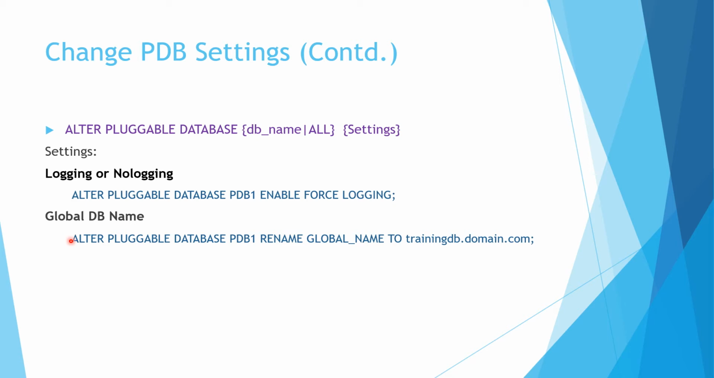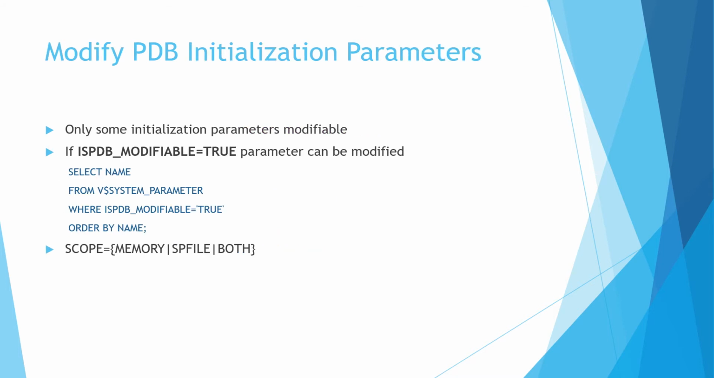Alter pluggable database PDB1 rename global_name to trainingdb.domain.com will rename the global name of the PDB1 database to trainingdb.domain.com. The initialization parameters of a pluggable database can be modified just as one would for a non-CDB database. Only some of the parameters can be modified for a pluggable database.